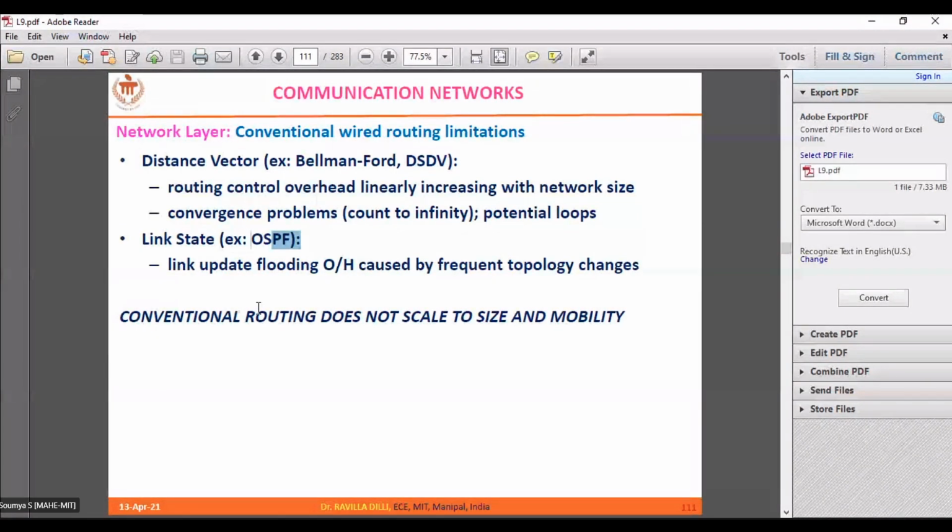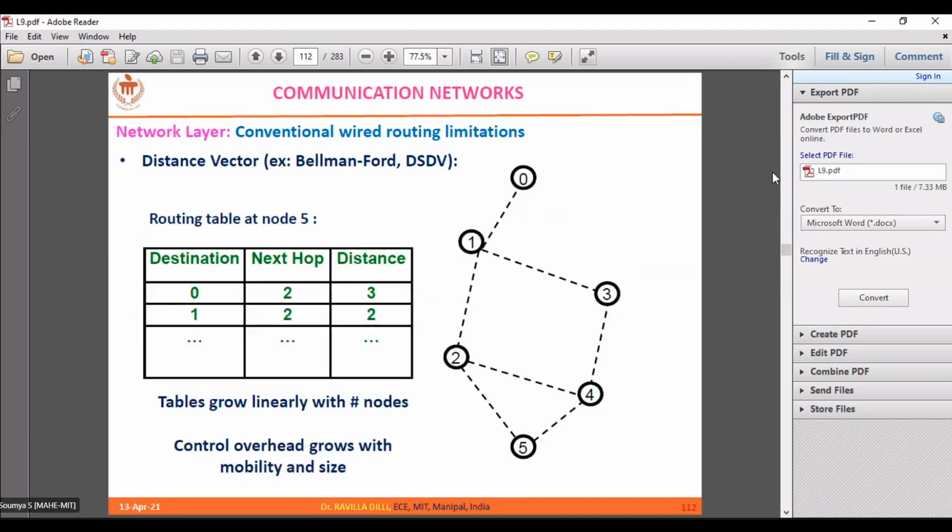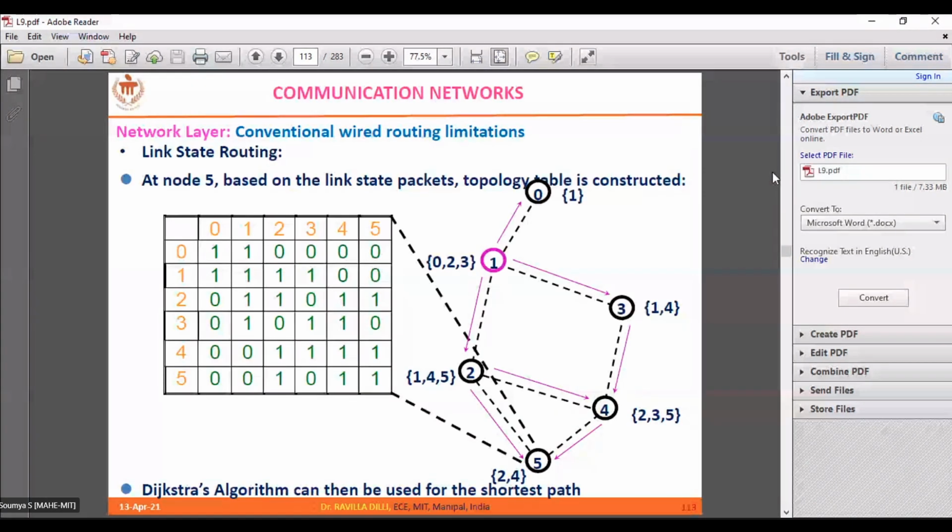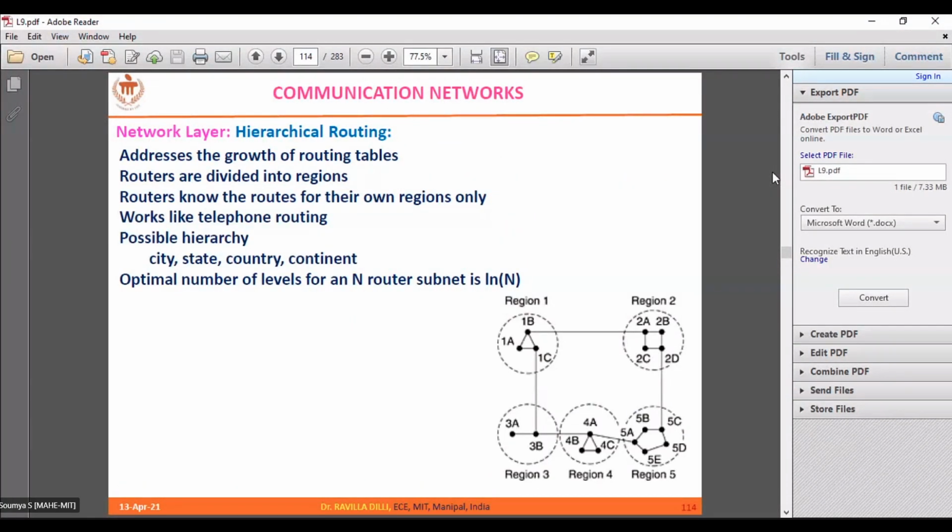So this is what we have done in today's class. We will see this in our next. This is the case for wired networks, whereas for wireless networks the table updation would be very periodical. And hierarchical routing we will see in the next class.